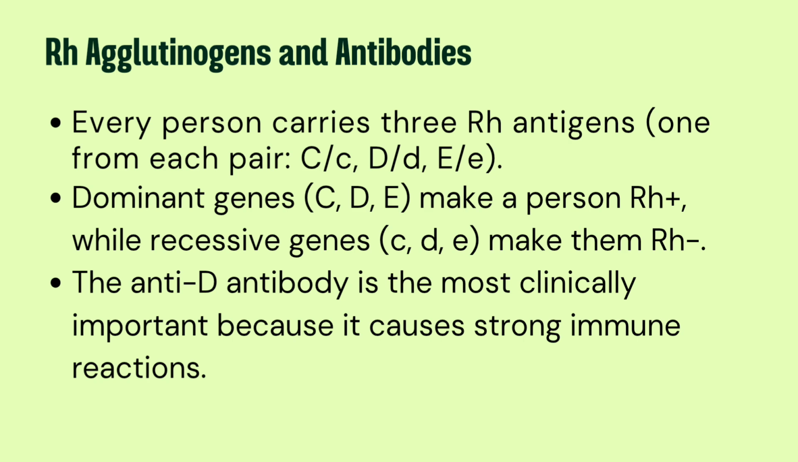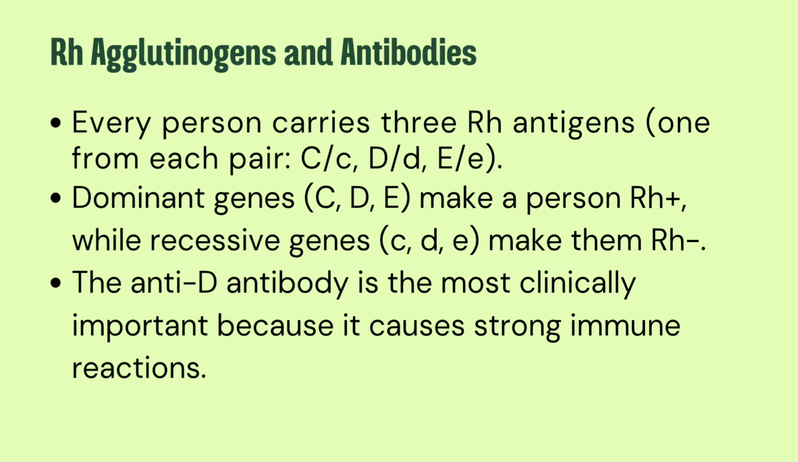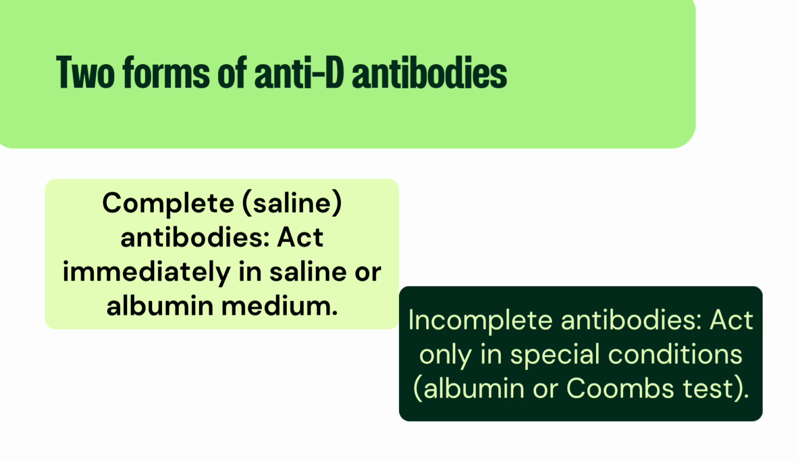Rh agglutinogens and antibodies are like this. Every person carries 3 Rh antigens, one from each pair: C, D, E. Dominant genes C, D, E make a person Rh+, while recessive genes c, d, e make them Rh-. The anti-D antibody is the most clinically important because it causes strong immune reactions. Two forms of anti-D antibodies are complete, saline, antibodies, which act immediately in saline or albumin medium, and incomplete antibodies, which act only in special conditions, albumin or Coombs test.